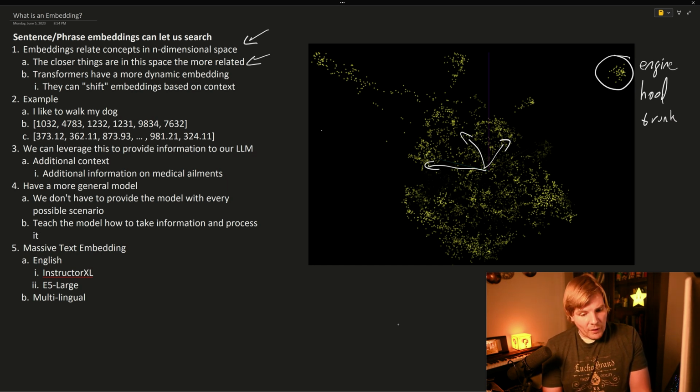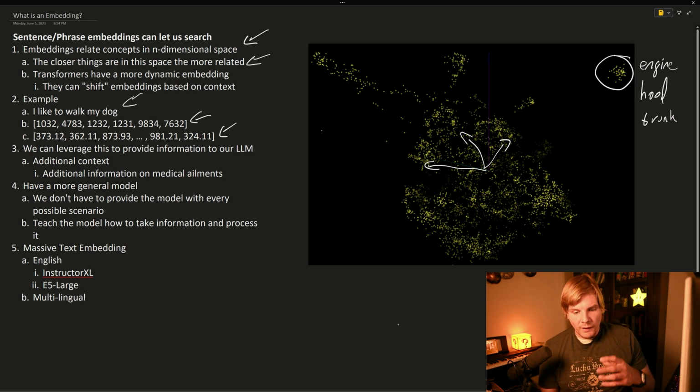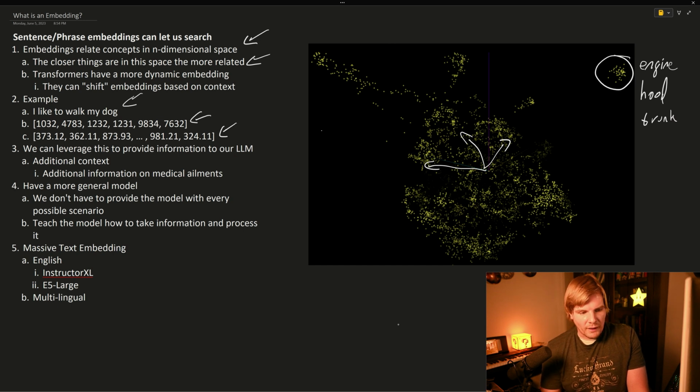And so, for example, we would have a sentence like, "I like to walk my dog," which would be tokenized into perhaps something like this. But after getting put through a sentence or phrase embedding, you would get back a single vector. This vector is just a group of floating points, and they are n-dimensional, so they're the same size as your embedding vector. We can leverage this to provide more information to our LLM, and in our next section, we'll get into more detail how.